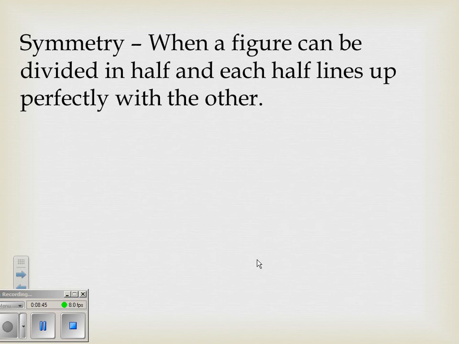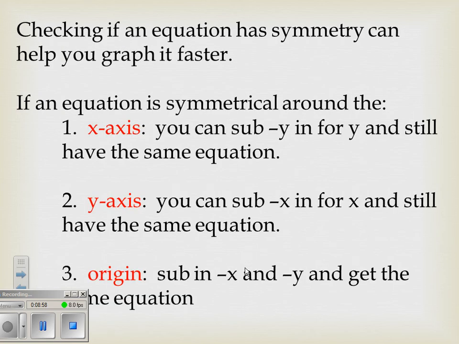So it's not always a necessary thing that we be able to test for symmetry, but it could be a real time-saving factor. So take a look at the bottom of page 74, and I've kind of summed it up on this next slide here. To check if an equation has symmetry, do the following things. If it happens to be symmetrical around the x-axis, you can sub -y in for y, and you're still going to end up with the same equation. Testing to see if it's symmetrical along the y-axis, you're going to sub -x in for x, and still end up with the same equation.